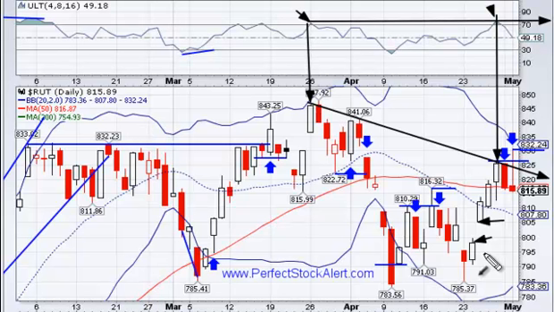Now you know everything that I know about the Russell. It is a very bearish chart. If you're bullish, good luck to you. The rest of you guys, set your stops accordingly and play it smart.